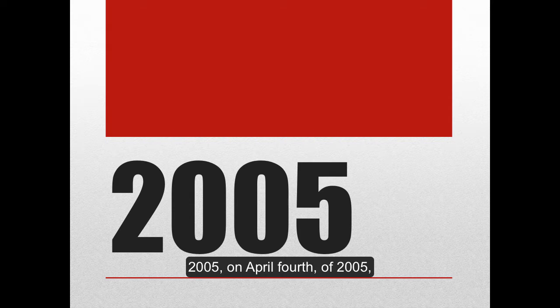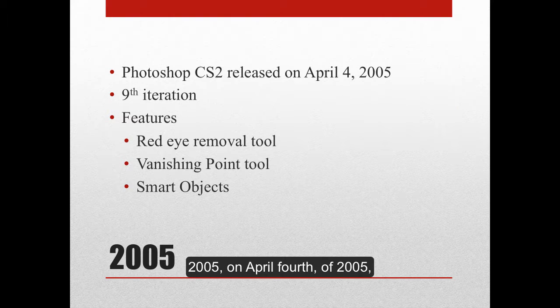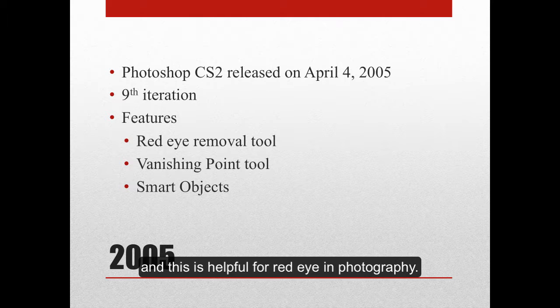2005, on April 4th of 2005, Photoshop version 9.0 is released, and we call this Photoshop CS2. Code name was Space Monkey. So features of Photoshop CS2, we first saw the red eye removal tool, and this is helpful for red eye in photography. We also were introduced to the vanishing point tool.